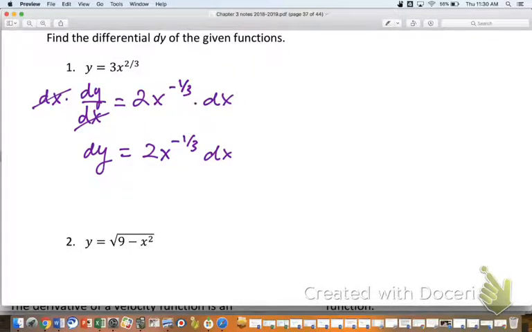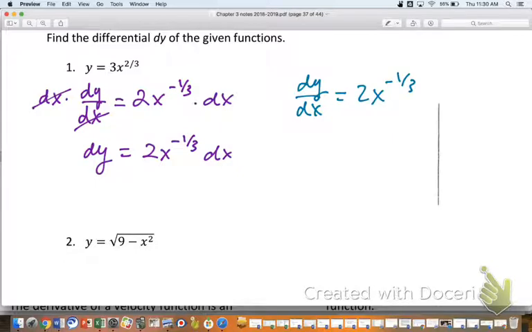It's dy. This is not finding the derivative. This is something different. It's finding the differential. We're finding the itty-bitty change in y. Could you expand on that? Very briefly. I'll come back over here and rewrite the derivative. Dy dx equals 2x to the negative 1/3. So I'll try to show you a graphical representation.